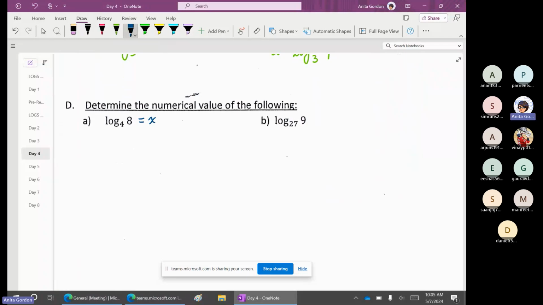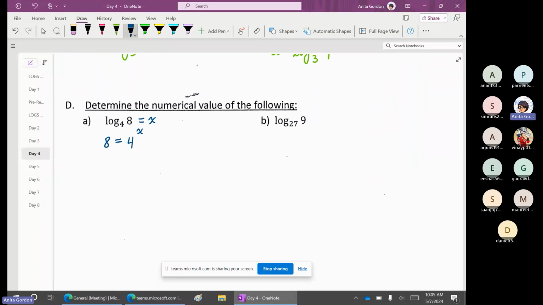So the inside becomes the result. The base of the log is the base of the exponential, and whatever's on the other side becomes the exponent. So I have here 8 equals 4 to the power x. Now I can't use any exponent laws to solve this, right? This is not helpful. However, I can change the bases.